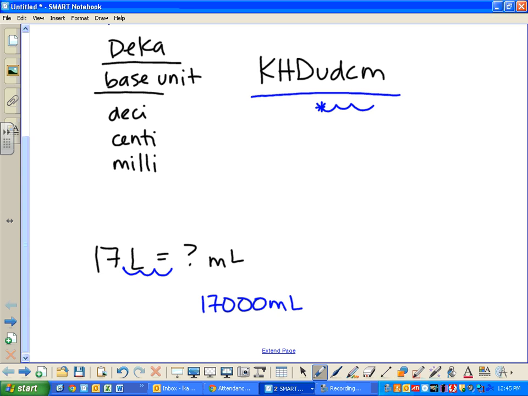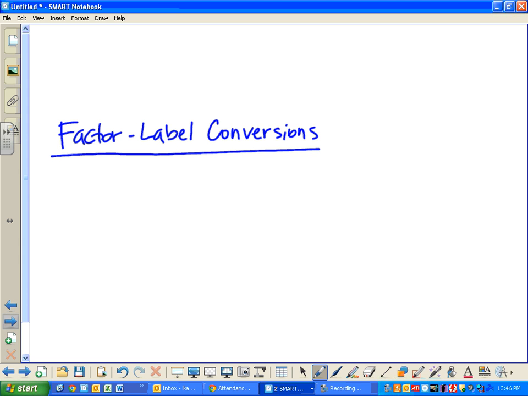All right, moving on. Factor label conversions. These are conversions when it is not as simple as moving a decimal. These would be from one English unit to another English unit, such as inches to yards, or a metric unit to an English unit, like meters to yards. The basic setup will have 2 conversion factors, 2 things that you are multiplying. It will look like this.